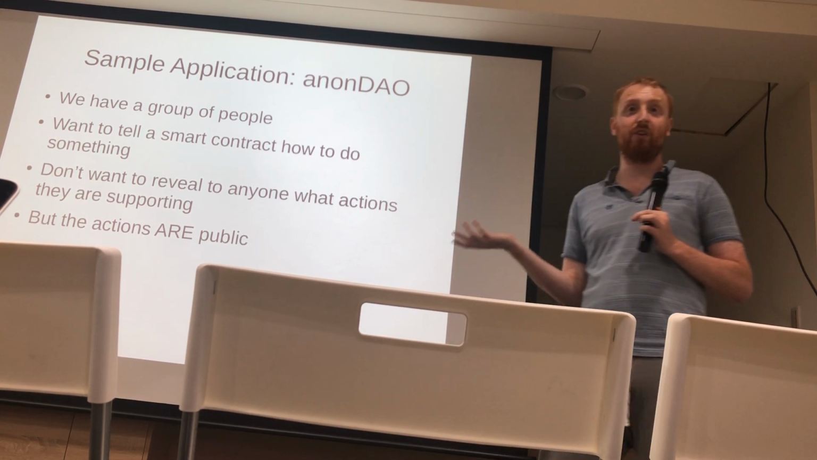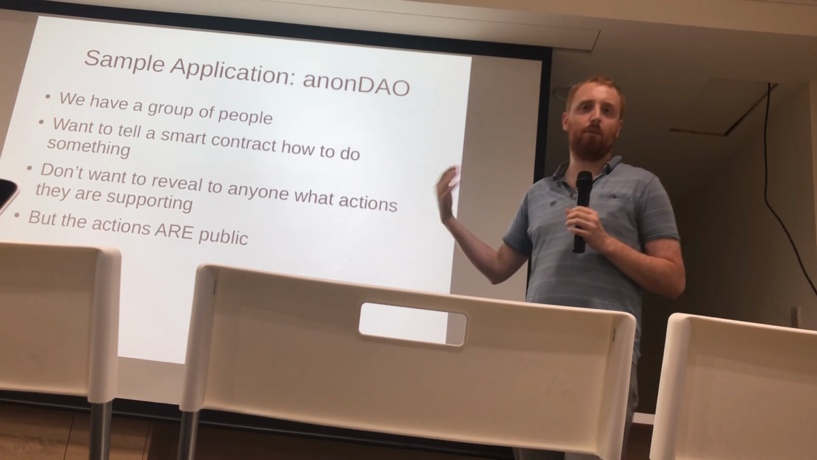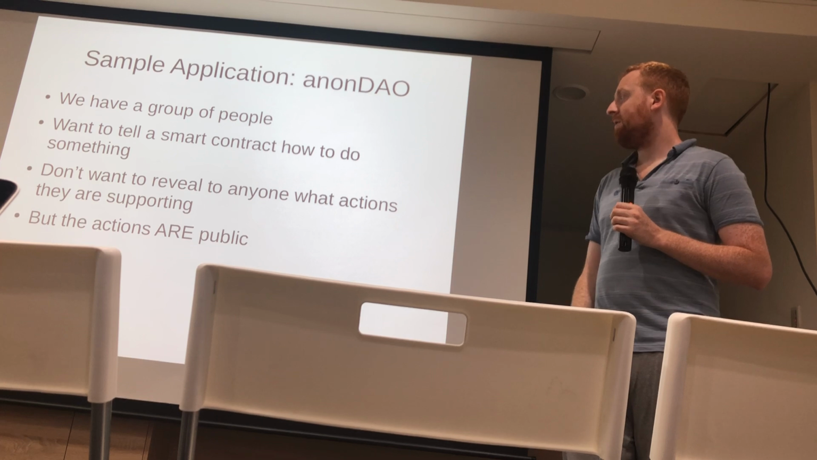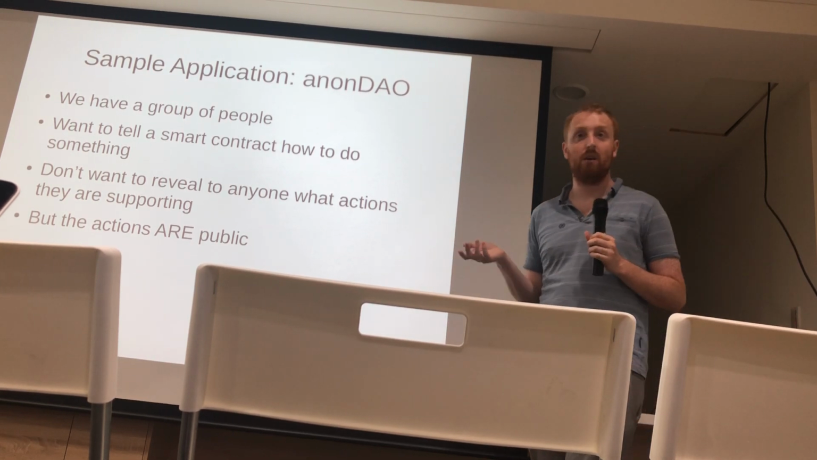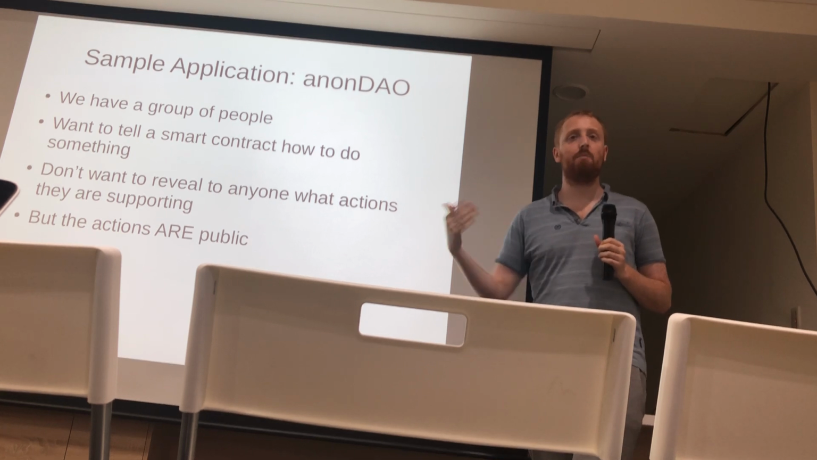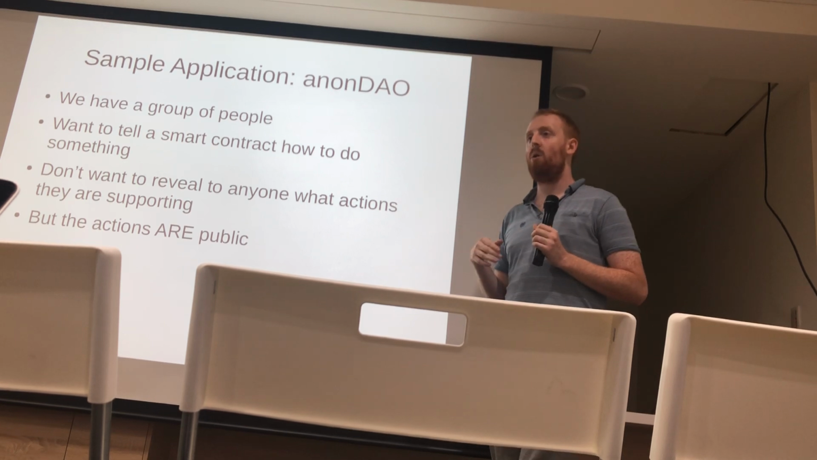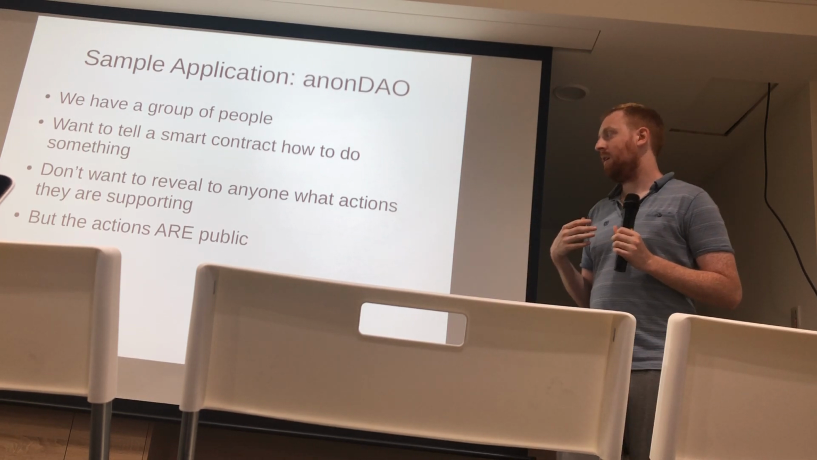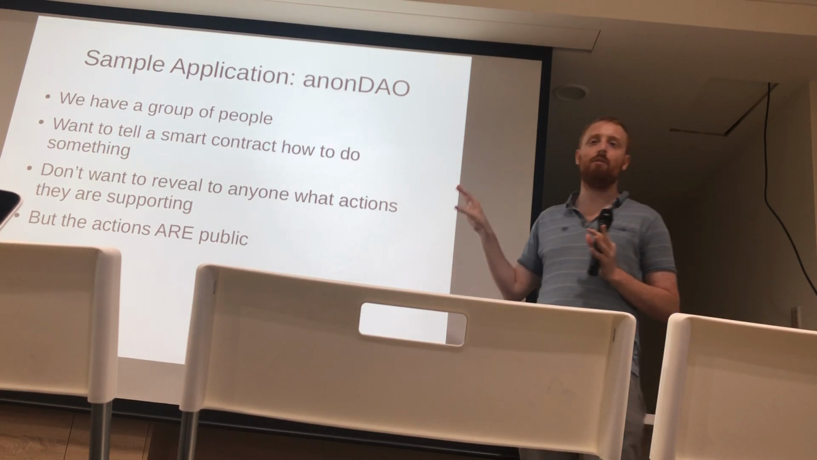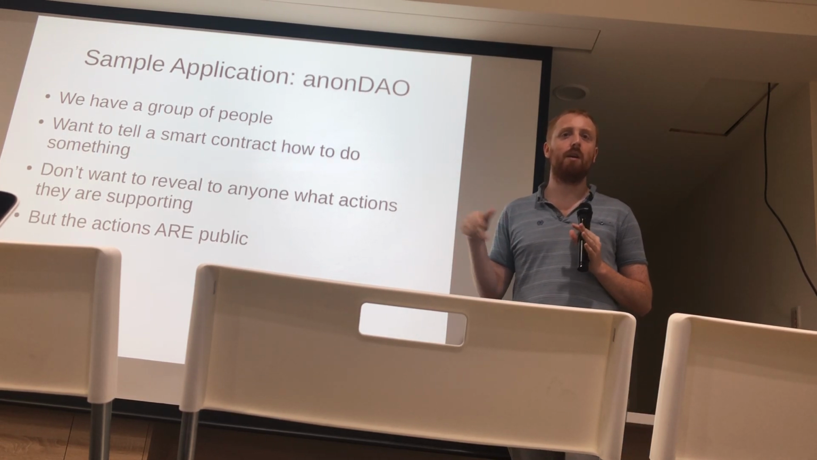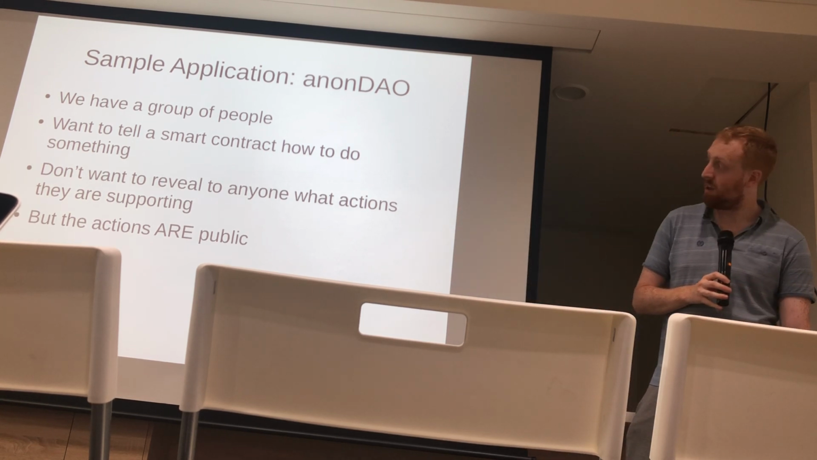They want to control a registry, an ENS name, just some example of an Ethereum thing that you want to do. But they don't want to reveal to anyone what actions they are supporting. They want to vote about how to spend some money, but they don't want that to be public information. They're happy with all of their actions eventually becoming public, like the actions of the group become public, but the actions of the individuals are private. So how do we do this?